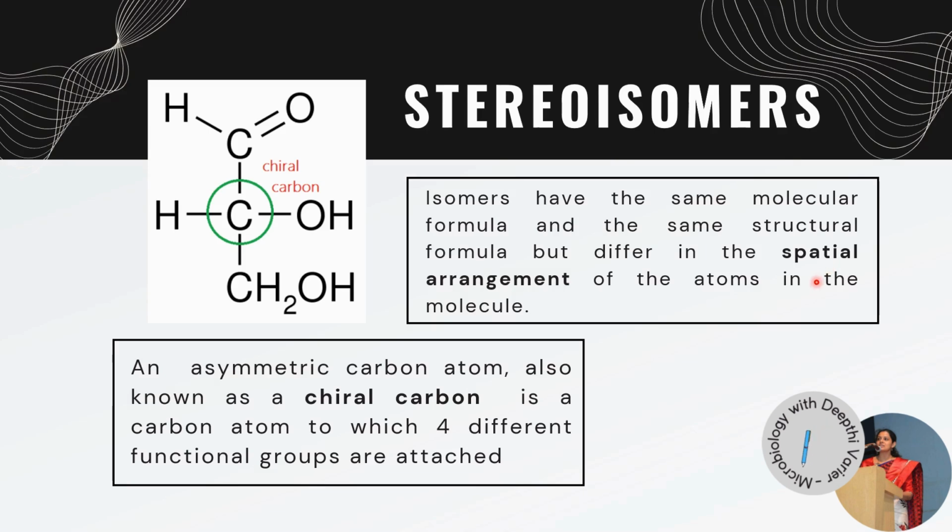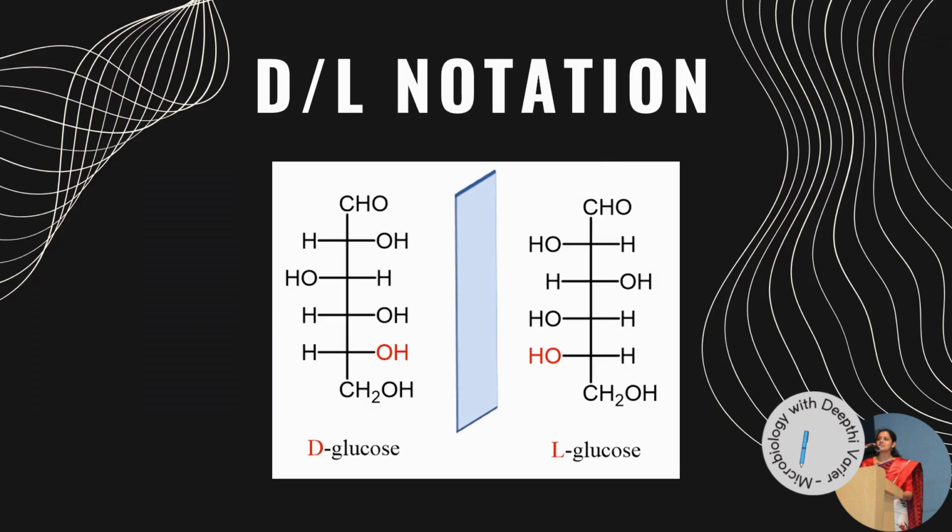So what we're going to look at in the next few slides are all different types of stereoisomers. That is, isomers that have the same structural formula, but differ in the spatial arrangement. Now, these stereoisomers are described in carbohydrates using the DL notation.